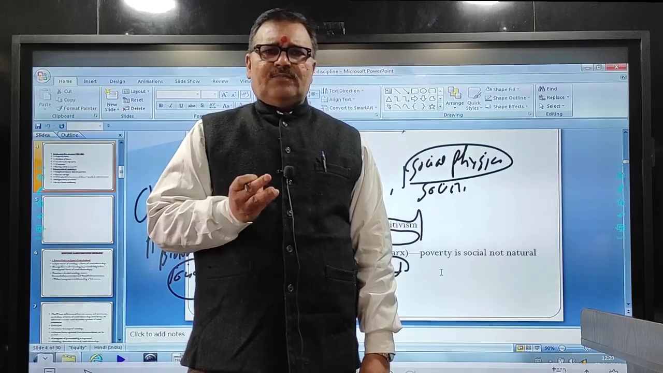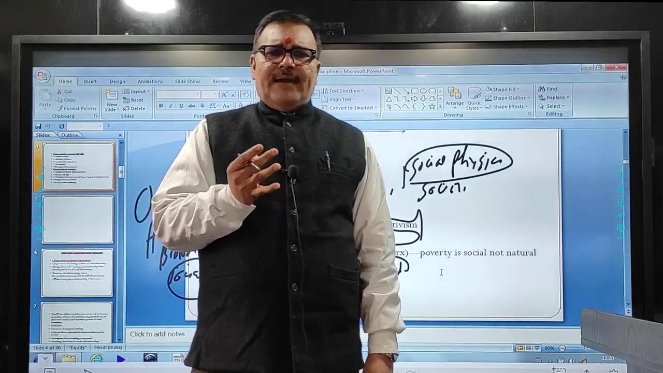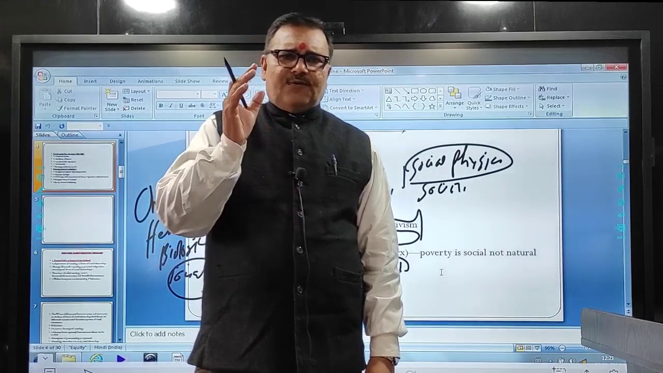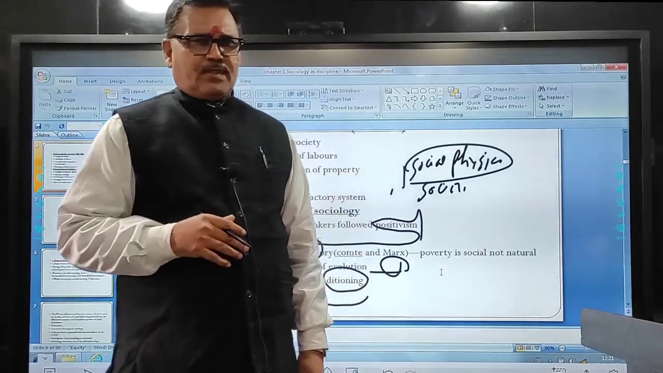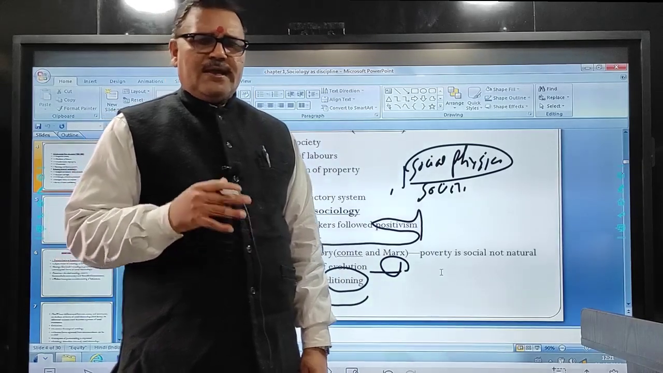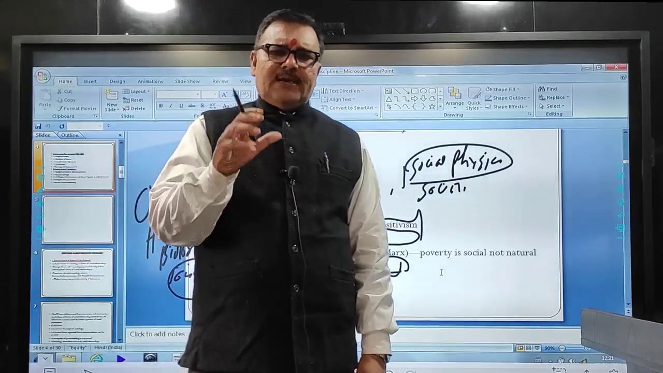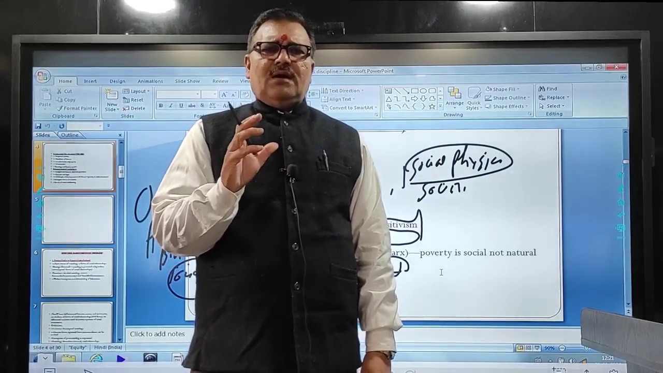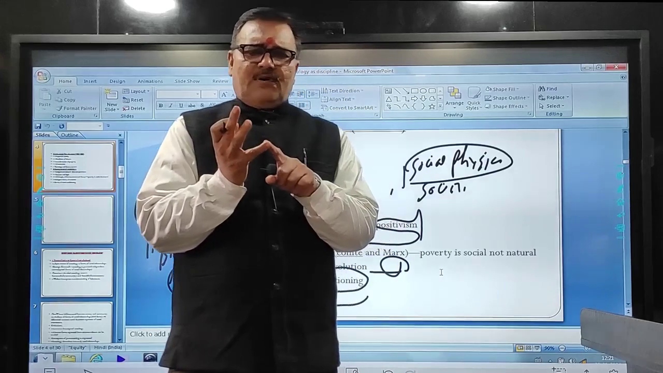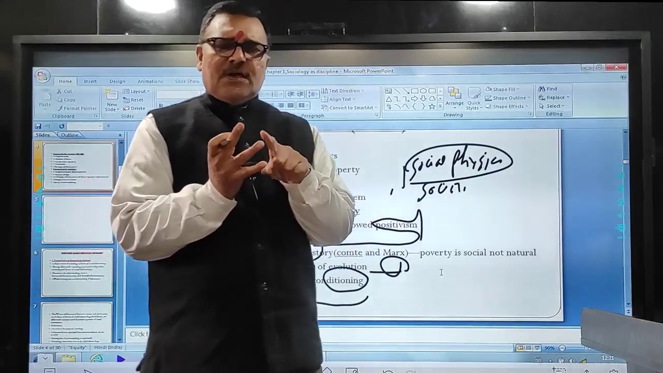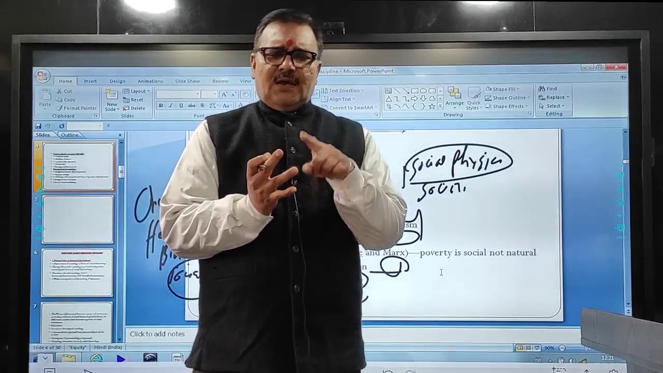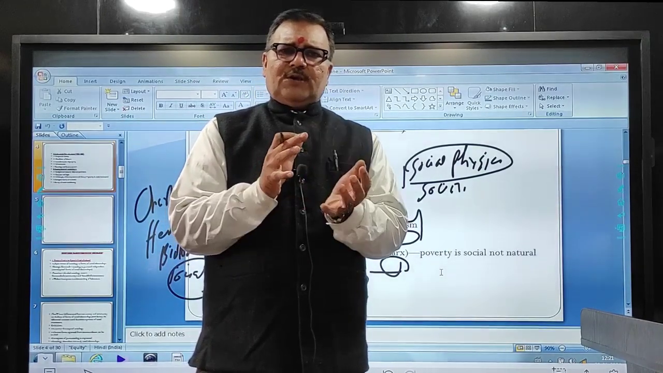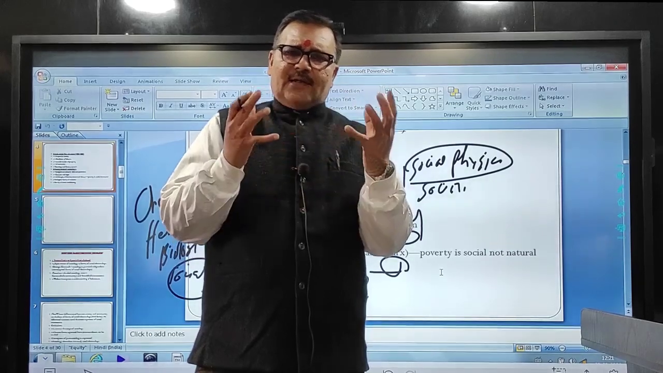These thinkers laid the foundation. Auguste Comte, Herbert Spencer, Max Weber, Karl Marx are the founding fathers of sociology. They contributed a lot in making sociology a discipline. Auguste Comte gave the hierarchy of sciences, the law of three stages, and positivism in sociology. Positivism means sociology is just like the natural sciences.